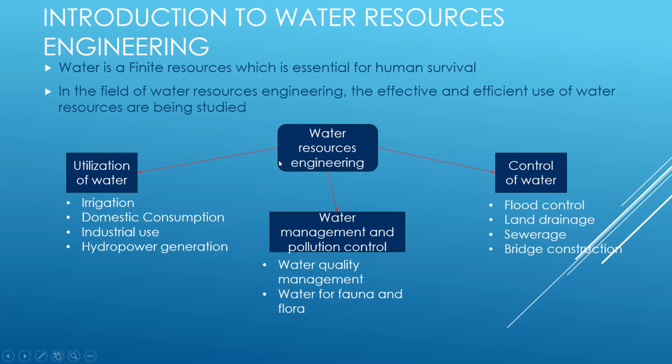And if you look at the field of water resources engineering, basically it has three segments: utilization of water, water management and pollution control, then control of water. Now, when it comes to utilization of water, that means the usage of water. So we use water in these areas: irrigation, then domestic consumption, then industrial use, then hydropower generation.